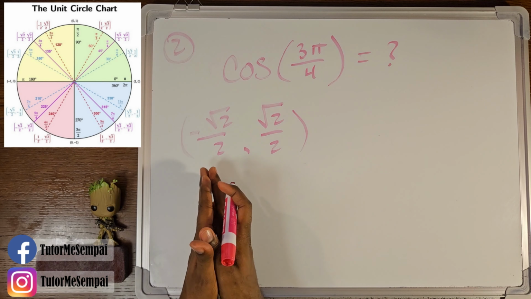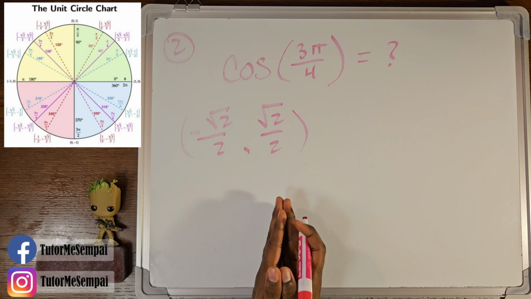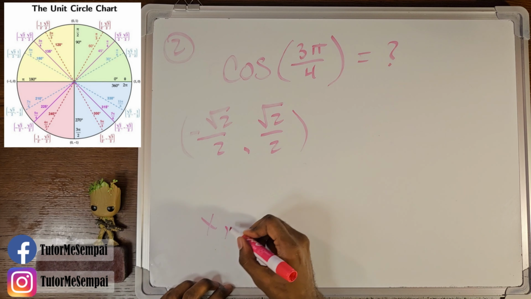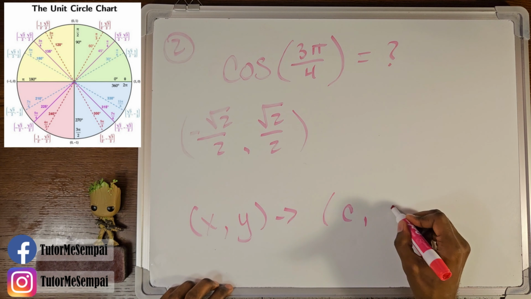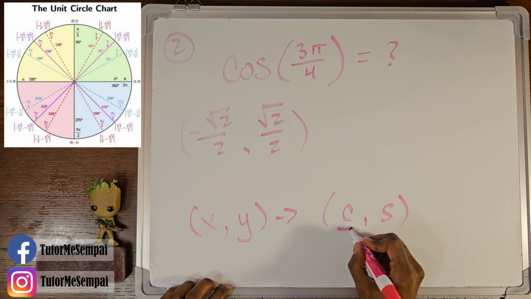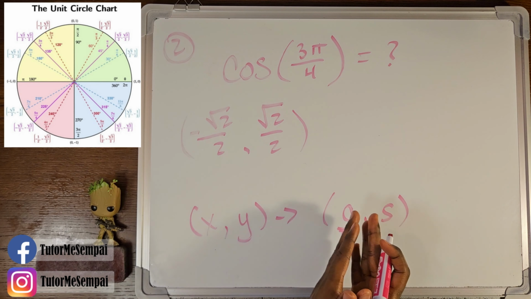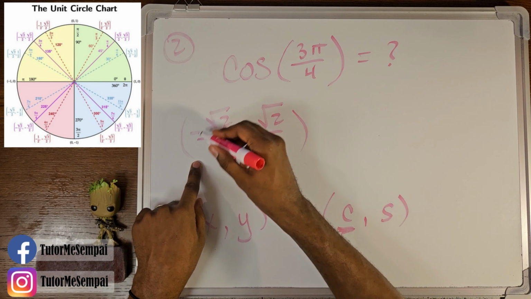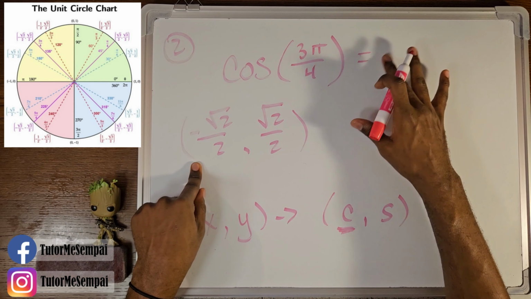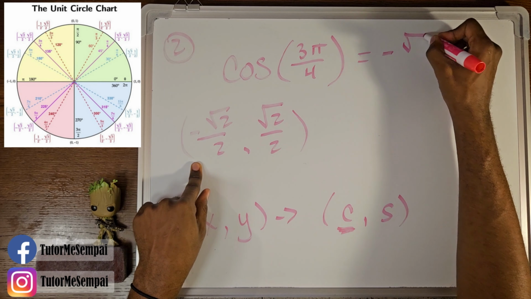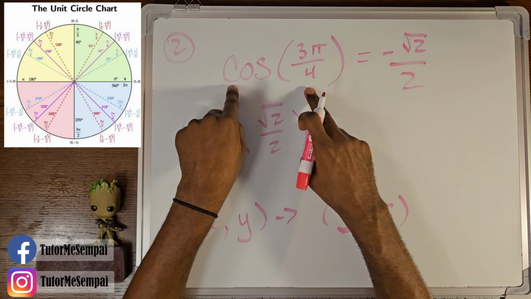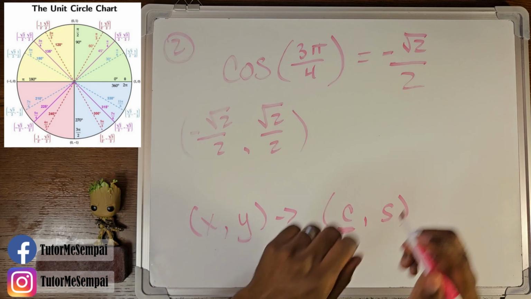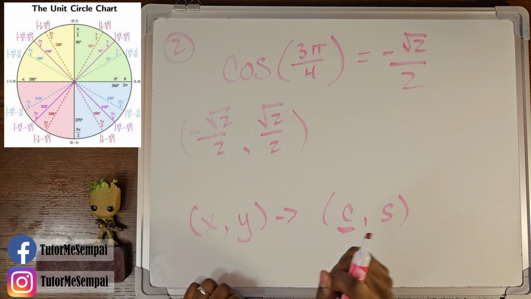Now, which one of these corresponds to the cosine value? Remember, x comes before y, so c comes before s. C is before s, so cosine is the first one. That means our answer is just going to be negative square root of 2 over 2. Cosine of 3 pi over 4 is going to be negative square root of 2 over 2. Let's jump into our third example for today.